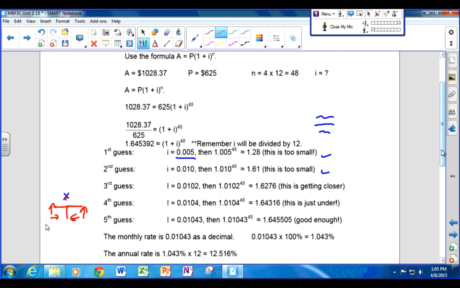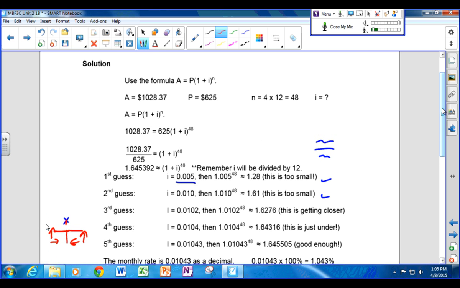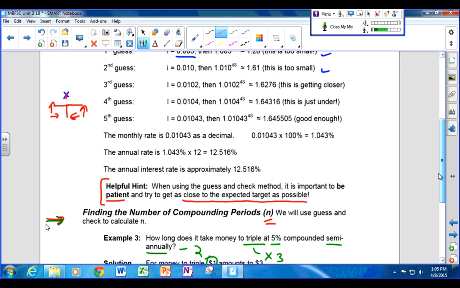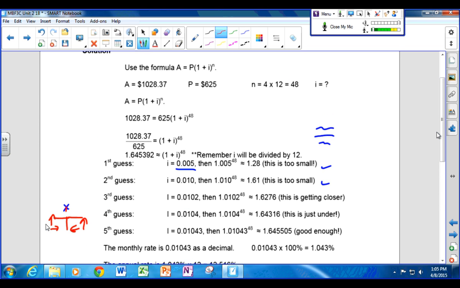Okay, so anyway, here's the top of page 17. What we want to do, we know our A in this case.